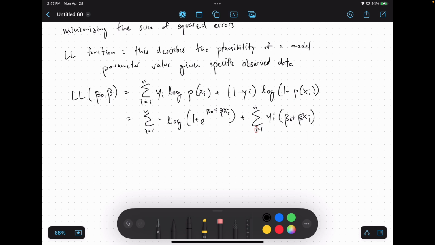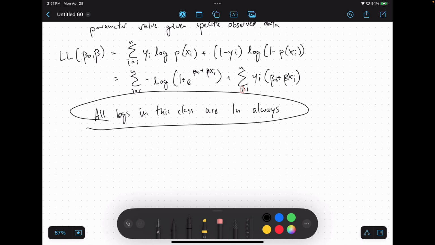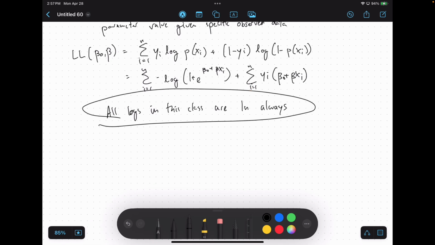Are they all natural logs, right? Yeah, log is natural log. All logs in this class are ln, always. That's good to remember, just to refresh, all natural logs. We don't do base 10 up in here.